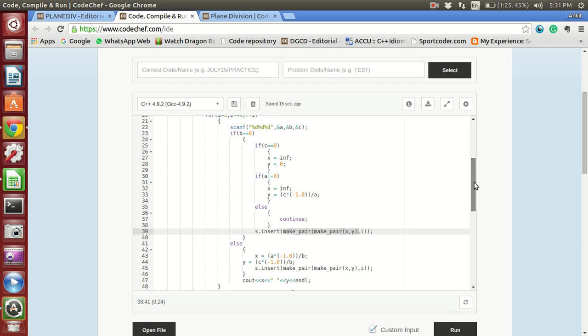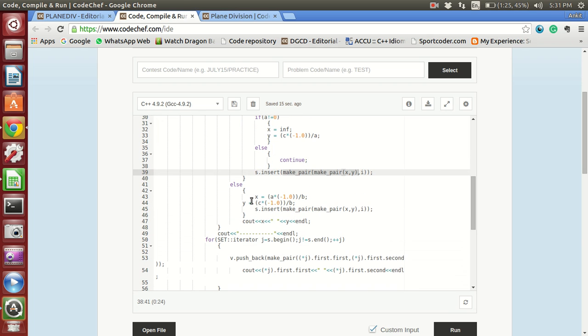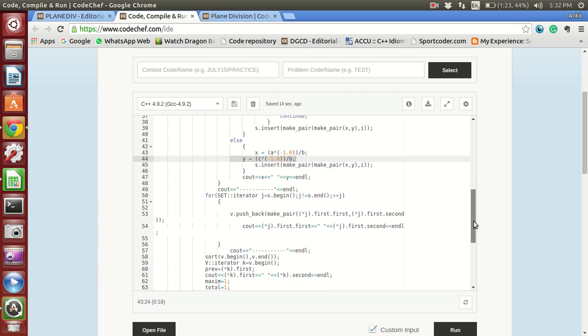And if b is not equal to 0, then we would have a definite slope, so we are storing it in x, which is calculated by minus a by b, and y is minus c by b. And then we are inserting the pair.